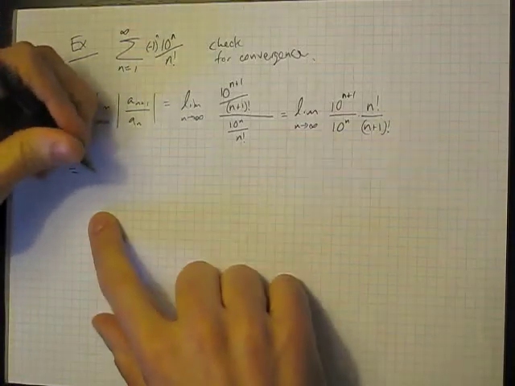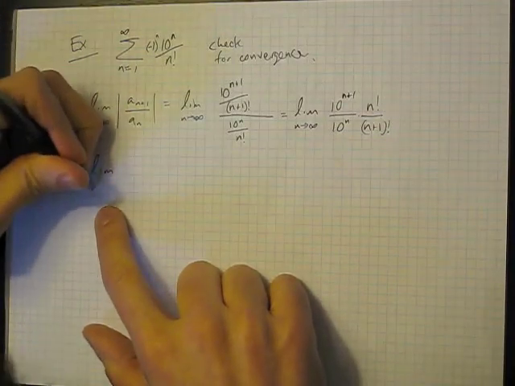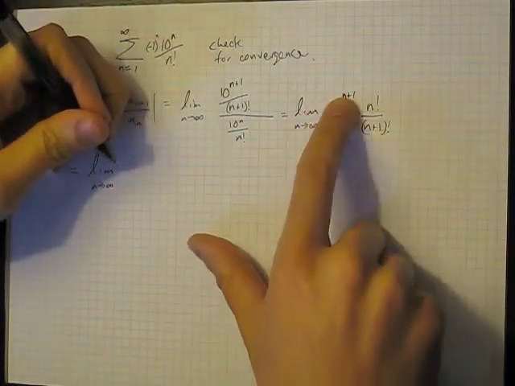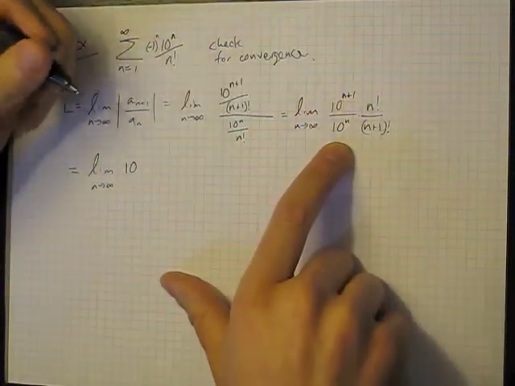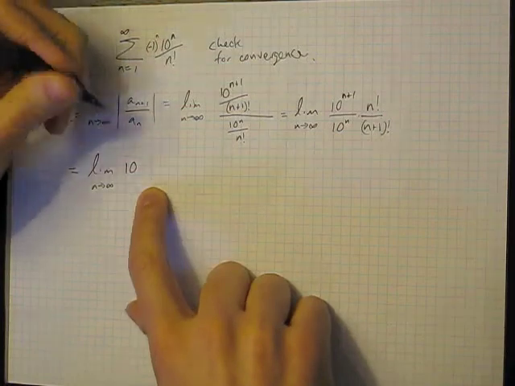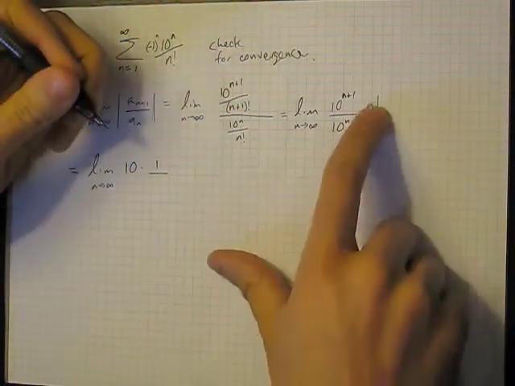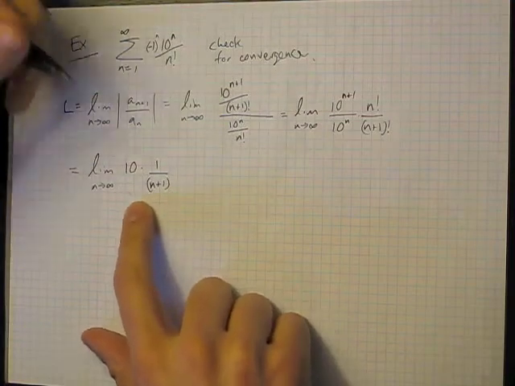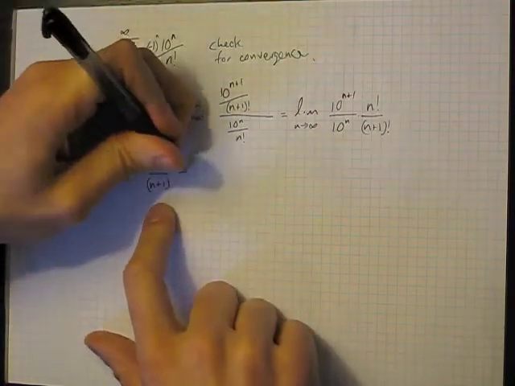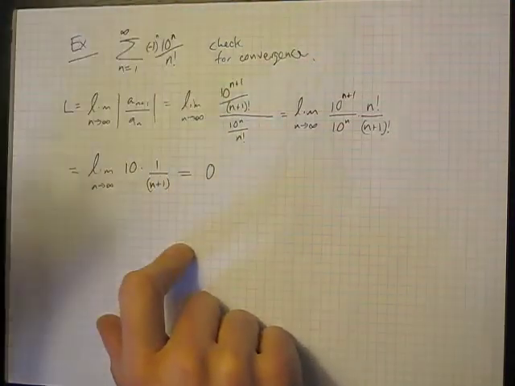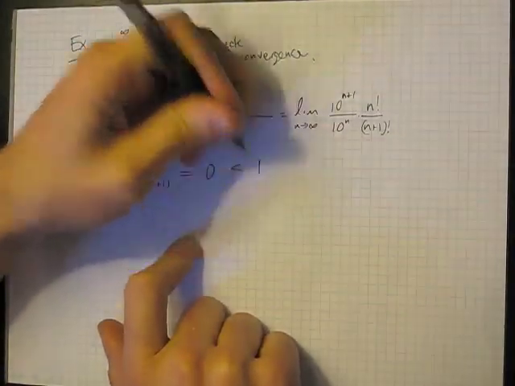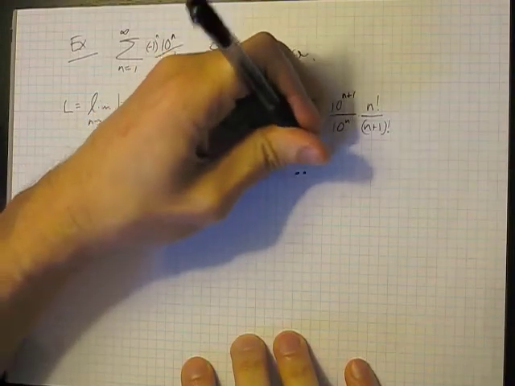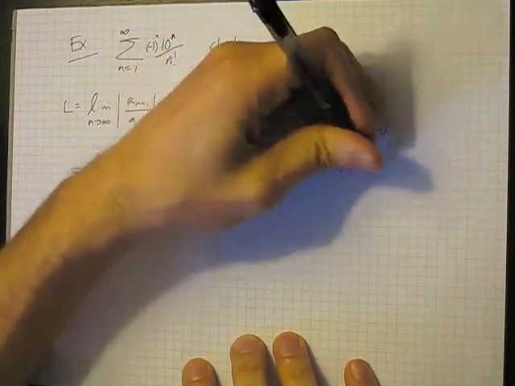So if we simplify this a little bit, which we can and we must, there are n plus 1 tens on top and n tens down below, so that leaves 1 ten at the top. And then, just as in the last problem, we had this cancellation happen. So 1 over n plus 1 goes to 0, so this limit is 0. Again, it's less than 1, so this series converges absolutely. Therefore, the series converges absolutely.